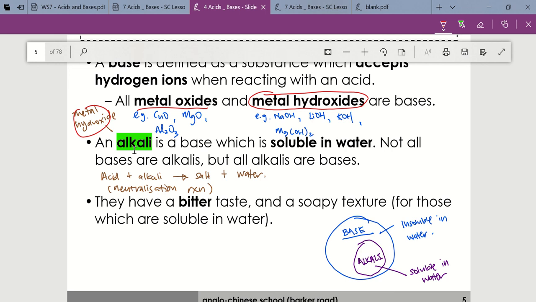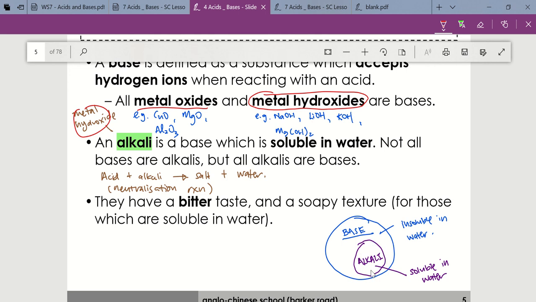All right, so first and foremost, an alkali is actually a type of base which is soluble in water. So not all bases are alkalis, but all alkalis are bases. What do we mean by that? If I were to draw a Venn diagram where the bigger circle is base, a subset of it is alkali.